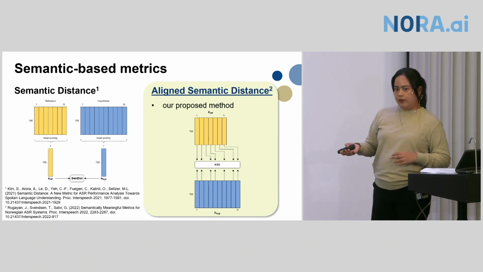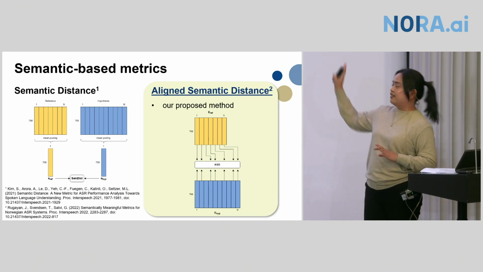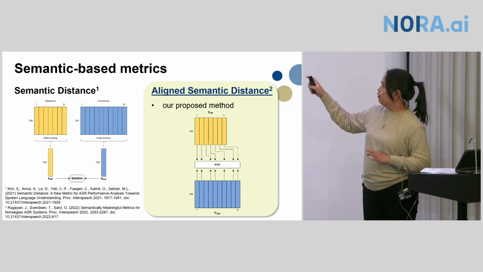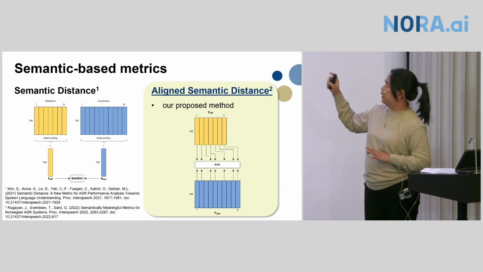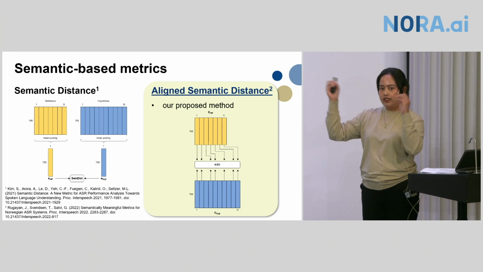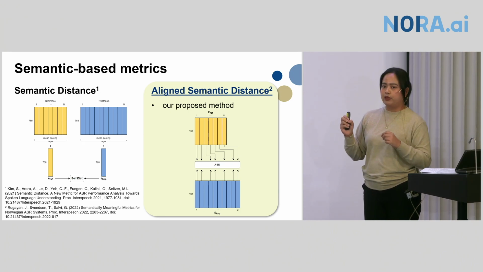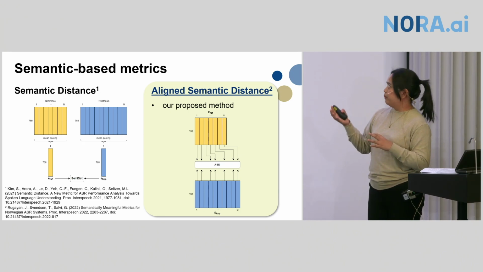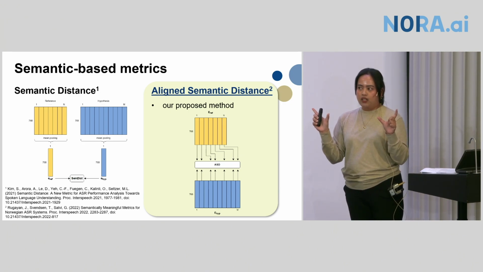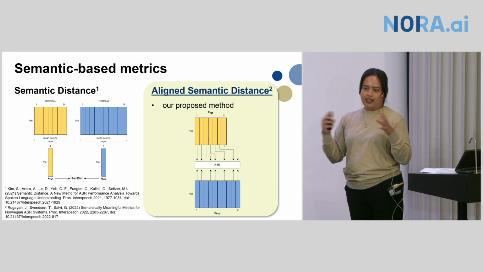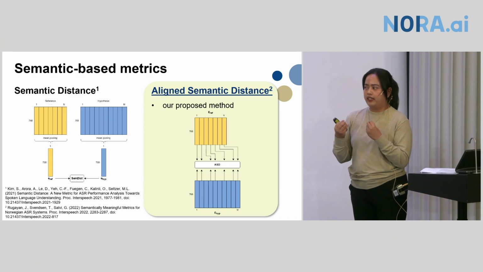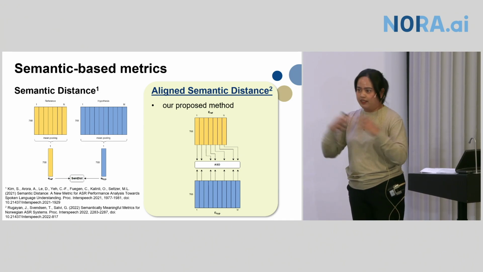When I started my PhD work, there was already an existing semantic-based metric called semantic distance, from Kim et al. In their metric, they extract embedding vectors for the reference and the hypothesis text, take the average, and then compute the distance between the two. They do the averaging because in reality you would have different lengths of embedding vectors. However, we found that by averaging, you actually lose some information. You would blur out any differences or intricacies in the embedding vector.